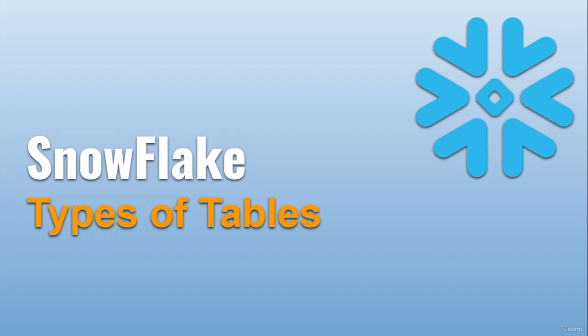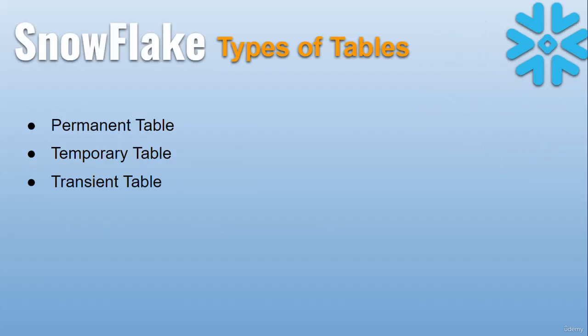Welcome back. In this video, we are going to talk about the tables and the types of tables in Snowflake. Snowflake is a cloud-based data warehousing platform designed for simplicity, speed, and scalability. One of its core features is its flexible table architecture, which includes three different types of tables to suit various data storage and processing needs. The three types of tables in Snowflake are permanent tables, temporary tables, and transient tables.